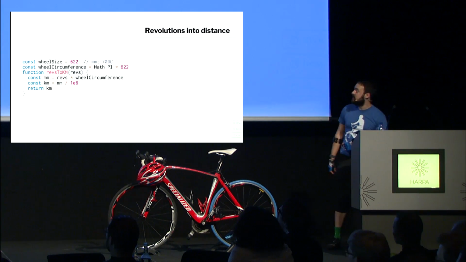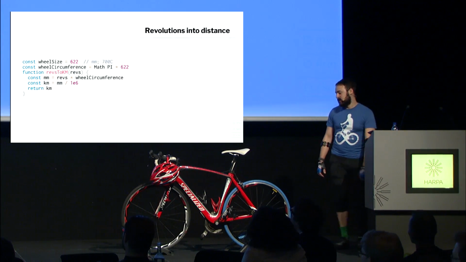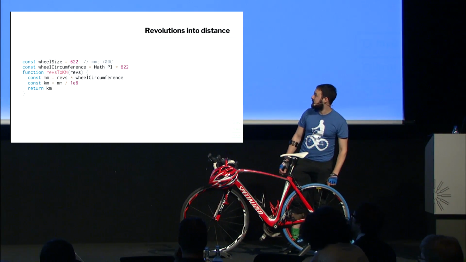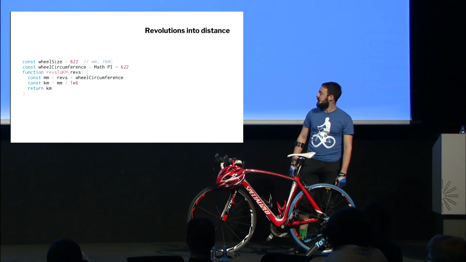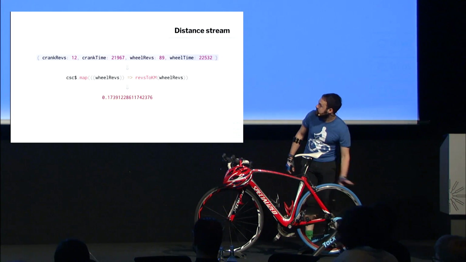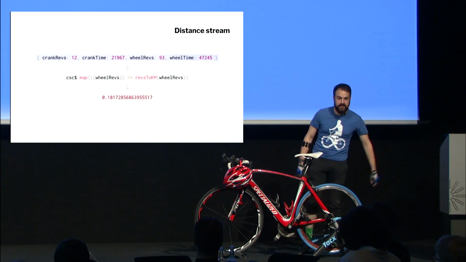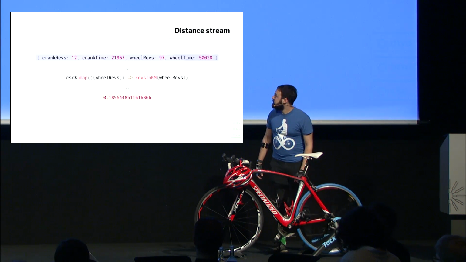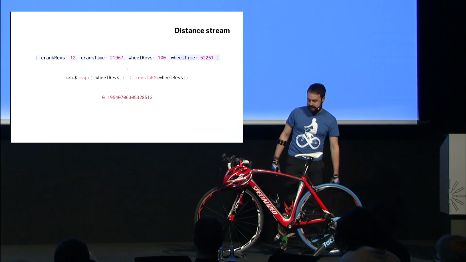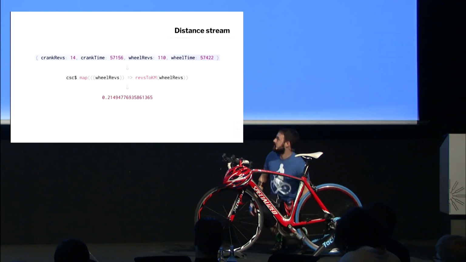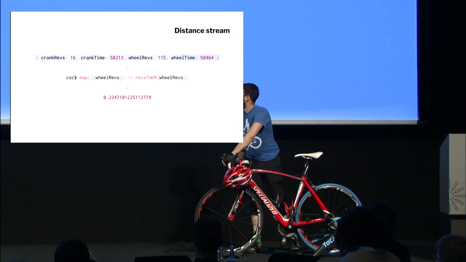But first, let's calculate distance. Distance is really easy. We take the circumference of the wheel and multiply it by how many times it's turned around. And then we can get a stream of the distance traveled. We'll use this in our bike computer if we're going to display it to the rider. And this is in kilometers. Cool.